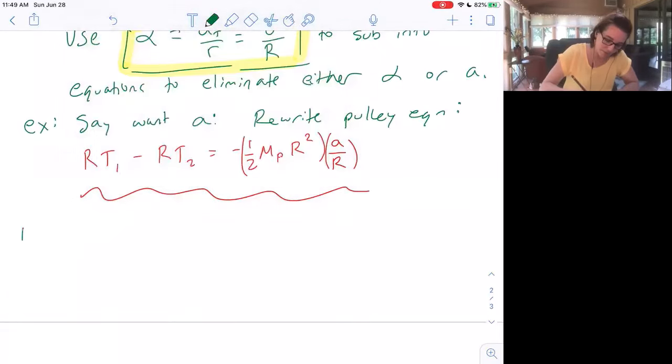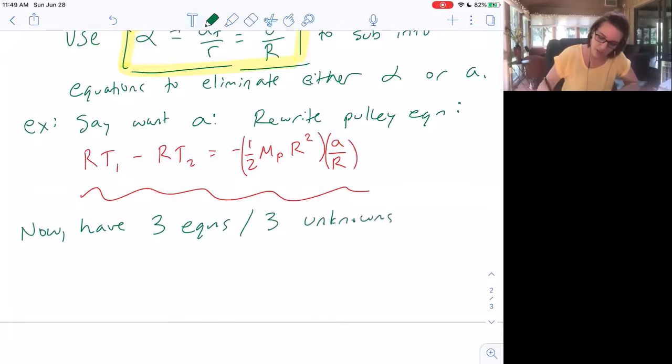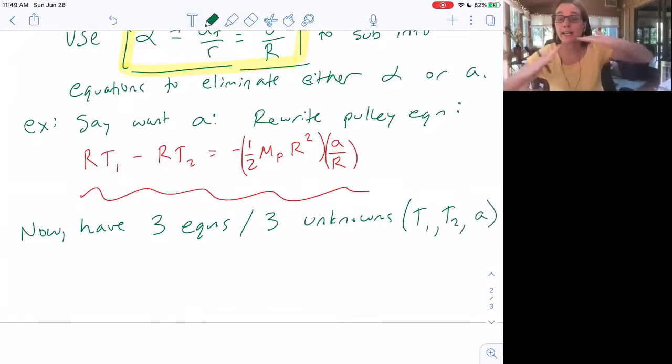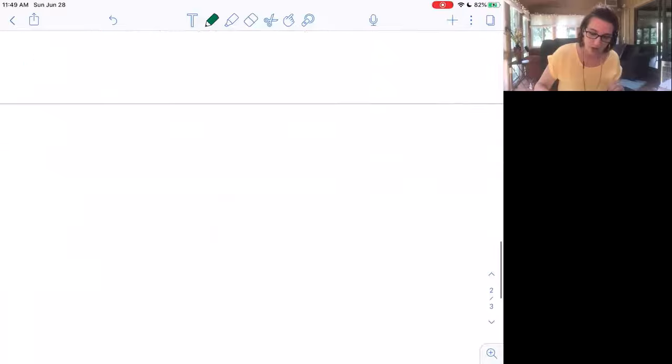So now I have 3 equations and 3 unknowns. My 3 unknowns are T1, T2, and my acceleration of my system. So at this point, I just need to solve those. If you're very comfortable solving them and eliminating T1, T2, and A in this system of equations, then at this point, you can be done with this video. If you'd like to see me work through that, you can. It's also worked through in the annotated worked example in a lot of detail, as well as the guided tutorial.